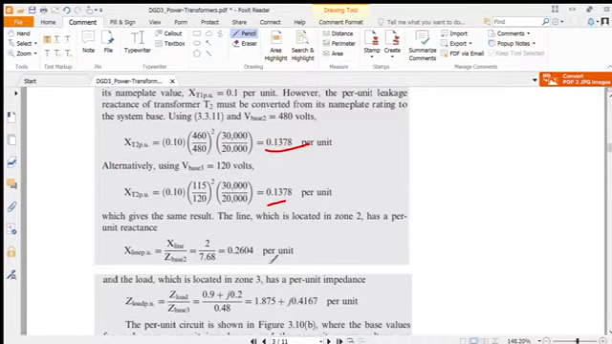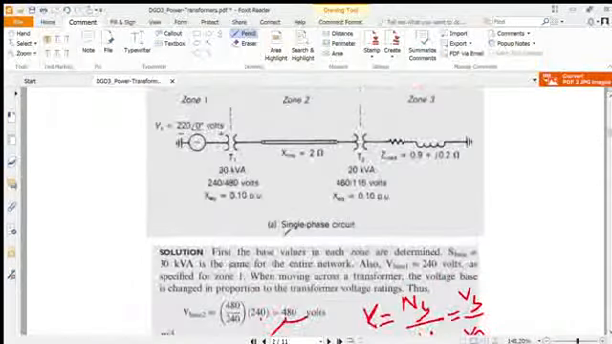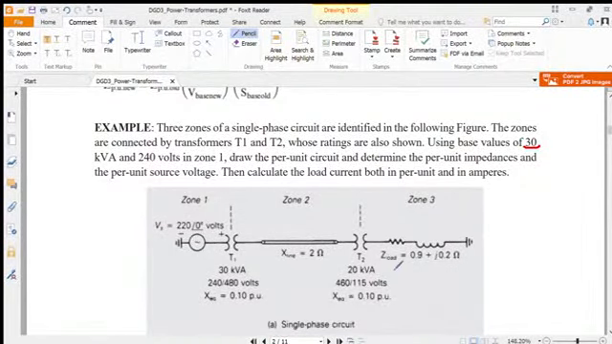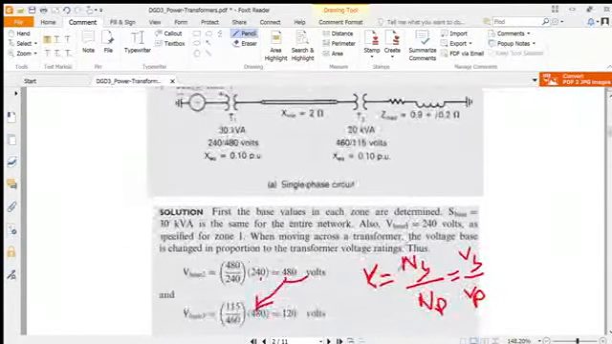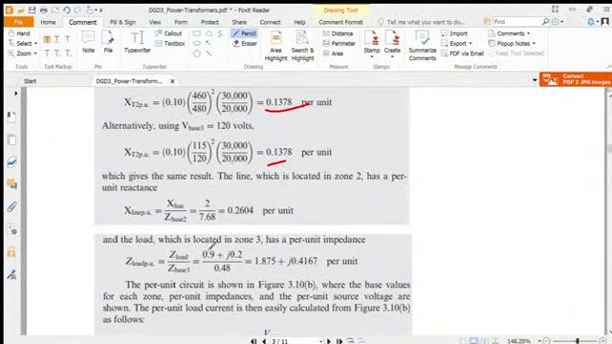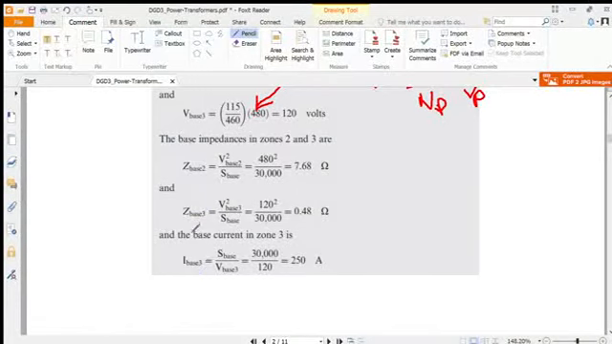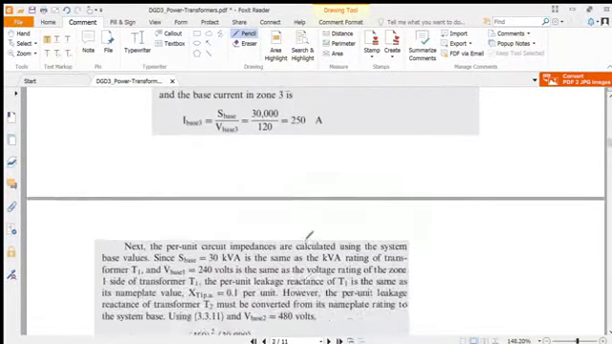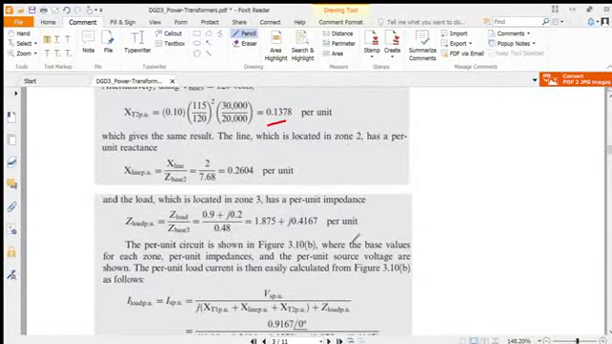Transformer T1 is already given in the question, and the transmission line we already got. Now only the load remains. Similarly, the actual value for the load in zone 3 is given in the question, and the base value here is the base value in zone 3. So we got the per unit value.